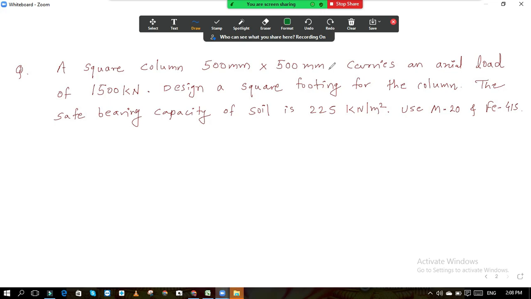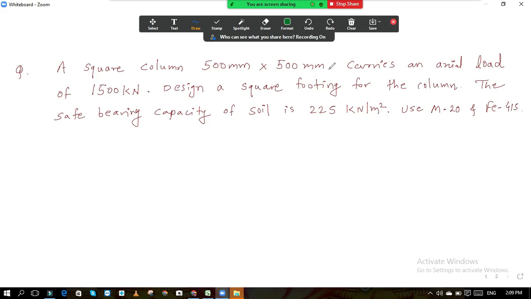Now once again read the problem so that we will come to know what is given. A square column 500 mm by 500 mm. This 500 mm by 500 mm is the size of the column. It is not the size of the footing. They gave you the size of the column. The size of the footing we need to determine for this column.